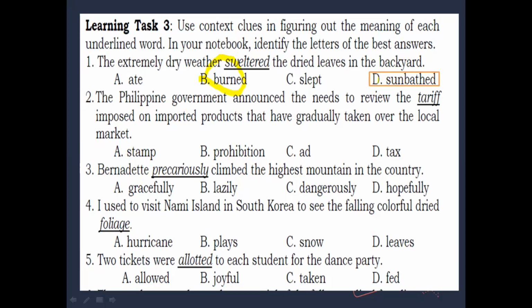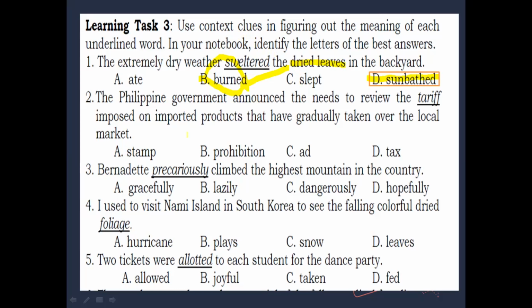Okay, nabibilad. But, okay, teacher Stan corrected. We cannot use sunbathed because we have dried leaves here. Pag dried leaves, di ba, tuyo, the other word in Tagalog or in Filipino ay nasunog. So, the correct answer is burned. Okay, teacher Stan corrected. Okay, next.